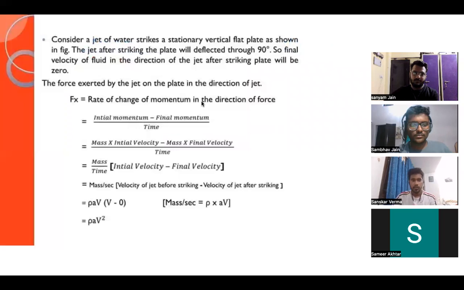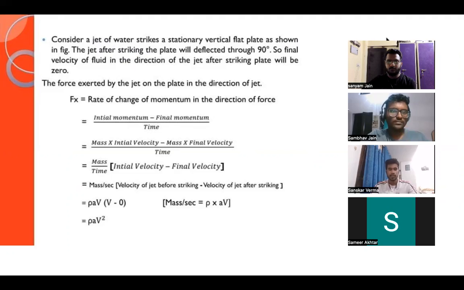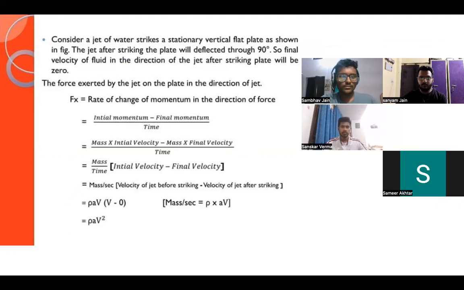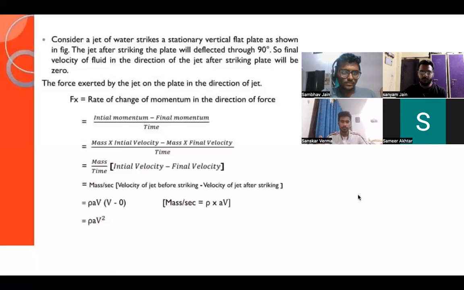So now consider a jet of water that strikes a stationary vertical plate as shown in the figure in the previous slide. The jet after striking the plate will deflect through 90 degrees as the plate is vertical. So the final velocity of fluid in the direction of the jet after striking the plate will be 0. Because the plate is vertical, the horizontal component of the jet is 0, and the water will deflect in the perpendicular direction.